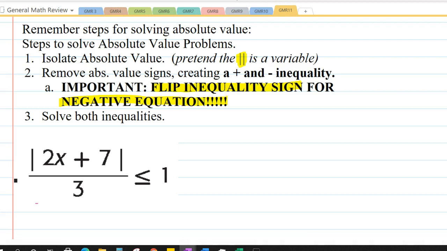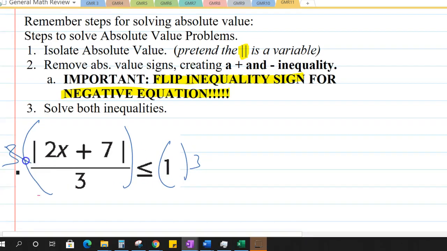First, I need to get the absolute value by itself. What's happening to it is it's being divided by 3. The opposite of dividing by 3 is to multiply by 3. What I do to one side, I do to the other. The 3's cancel out. Now I've completed step 1.